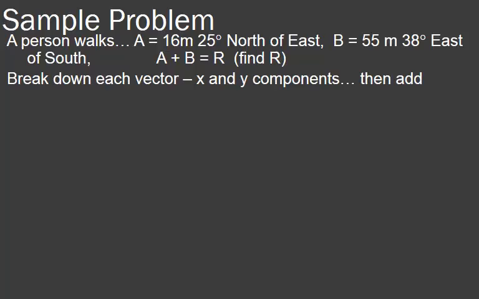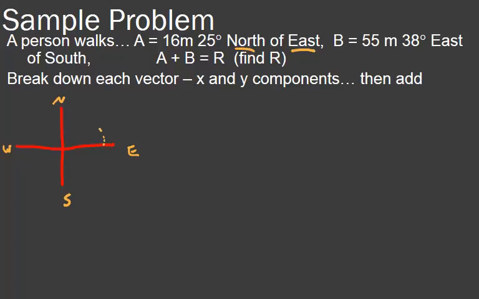All right, so what we did was got some practice in class looking at adding multiple vectors. In this case here, we have, person walks 16 meters, 25 degrees north of east. And then vector B is they walk 55 meters, 38 degrees east of south. And so if we were to draw this out, just for a wide reference here, north, south, west, and east. 16 meters, 25 degrees north of east. Remember, east is where you start, and the north is where you go.